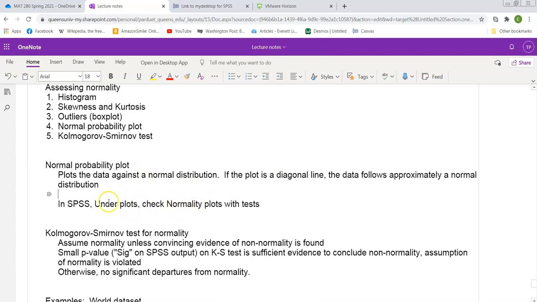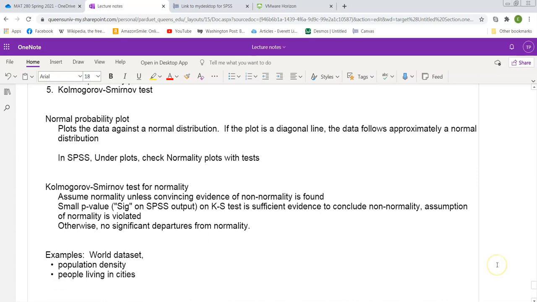So that's the normal probability plot. The next one is the Kolmogorov-Smirnov test. There's more than one test for normality you can do. They're all a little bit different from each other, and different people prefer different ones. There are advantages and disadvantages and situations where you might want to use one versus the other. But they all essentially work the same way.